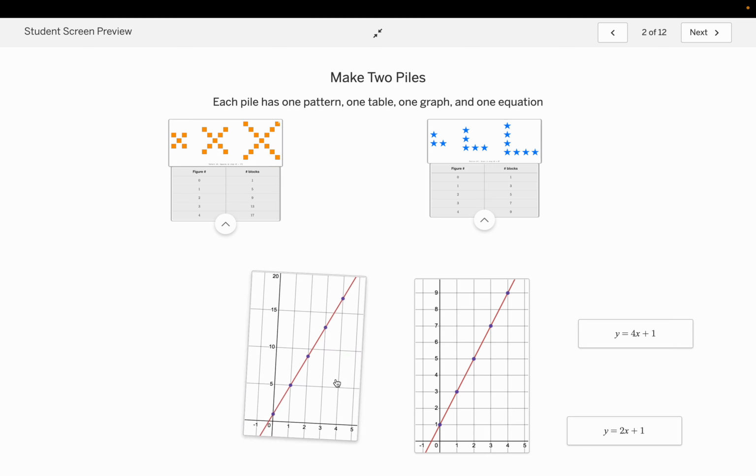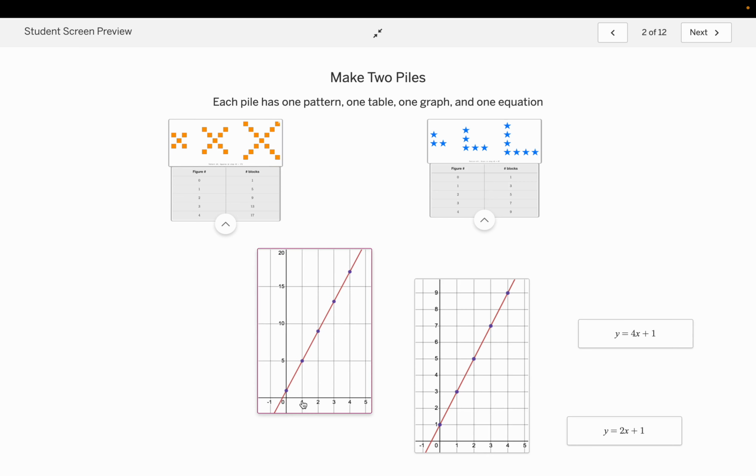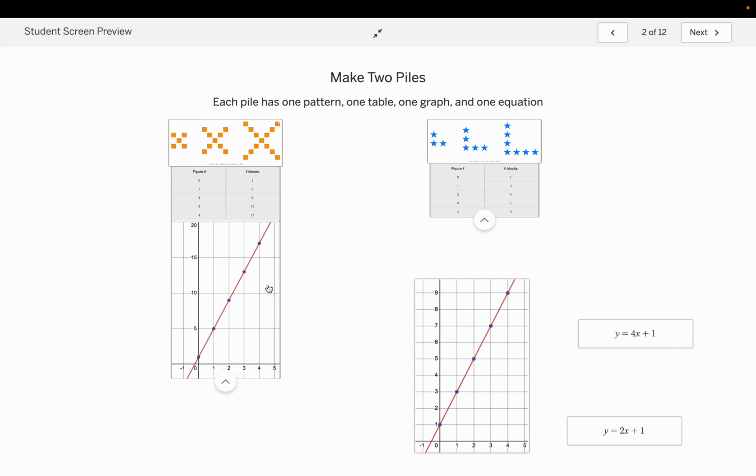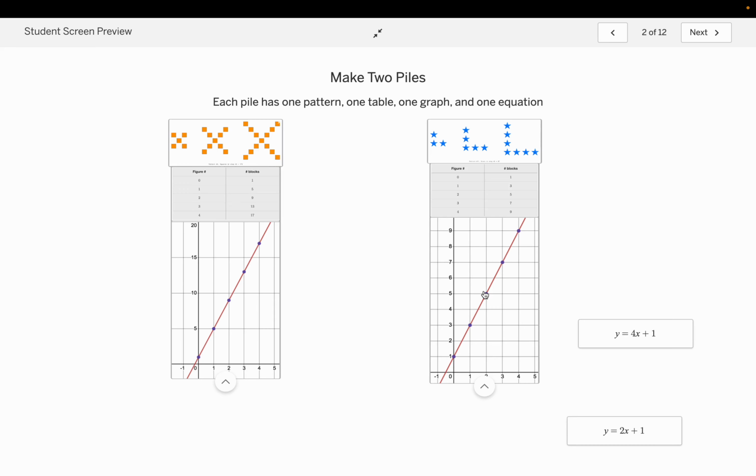All right, I'm going to look at the graphs now. I see that this one has 1, 5, 2, must be 9, a little less than 10, so I can see that that one goes over here as well. This one says 1, 3, 2, 5, and I can see that, yep, that one matches here.